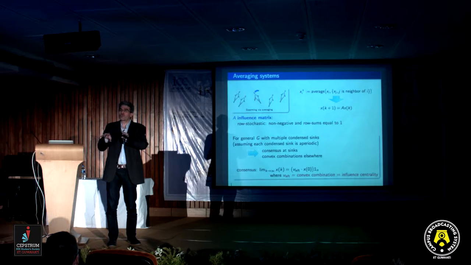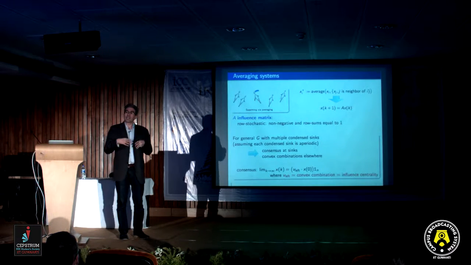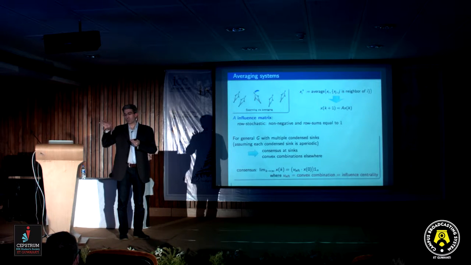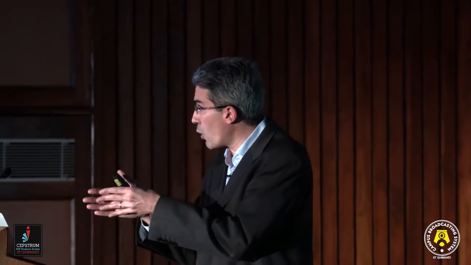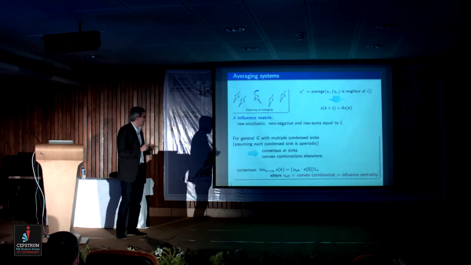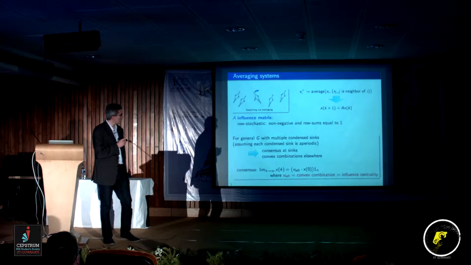If they're composed of multiple condensed sinks, not a single strongly connected component, then in general you will reach consensus heading for each subgroup, and fish that look at both subgroups will reach a convex combination of the two consensus values. Now, what are the consensus values equal to? That's an interesting calculation that I'll use later.